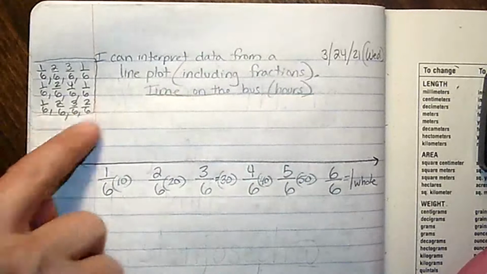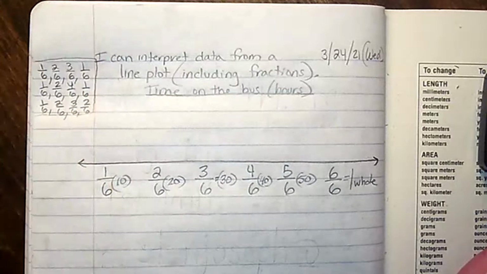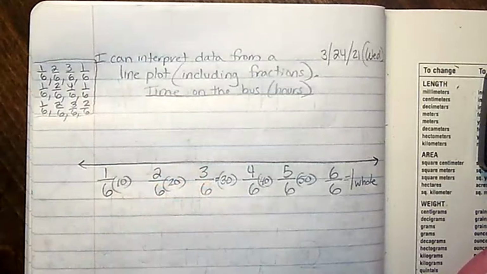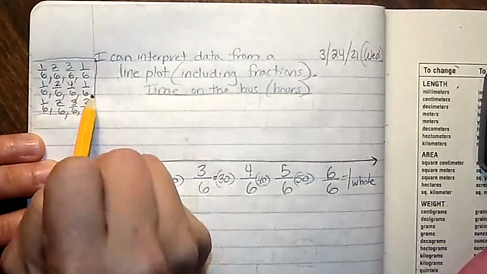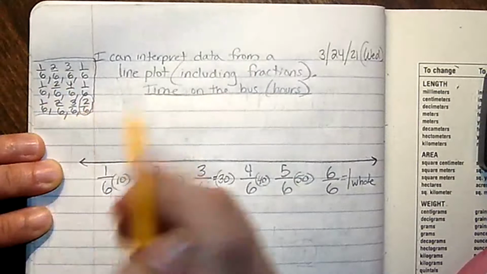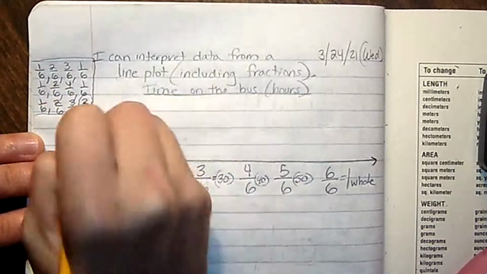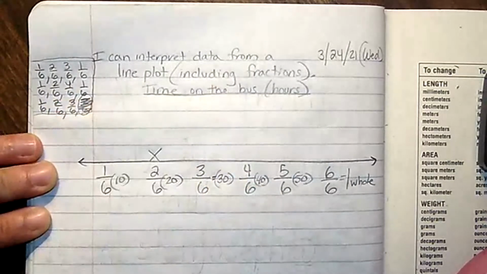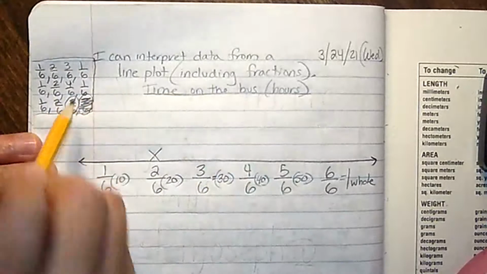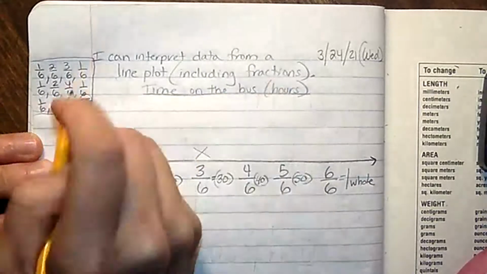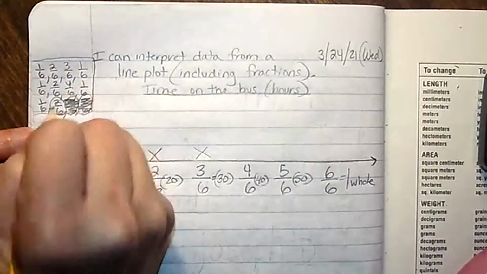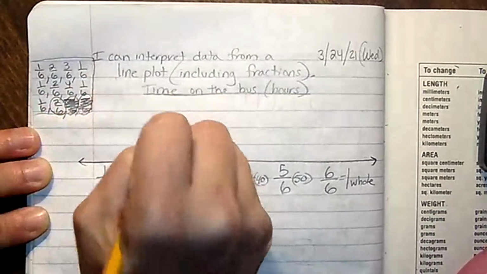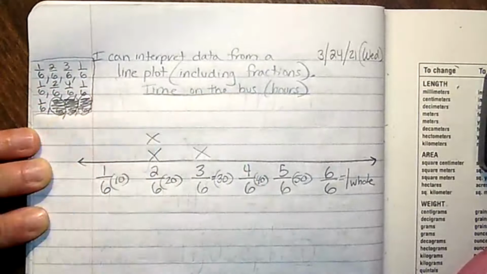Well, looking at data like this is hard to look at, right? It doesn't make much sense. So I need to take this data and put it on this line plot. You could start at the top or the bottom. I'm just going to start with 2/6 because it's closest. 2/6. I'm going to put an X, and then I'm going to cross it off. 3/6. I'm going to put an X, and then cross it off. 2/6. I'm going to put an X, and then cross it off.